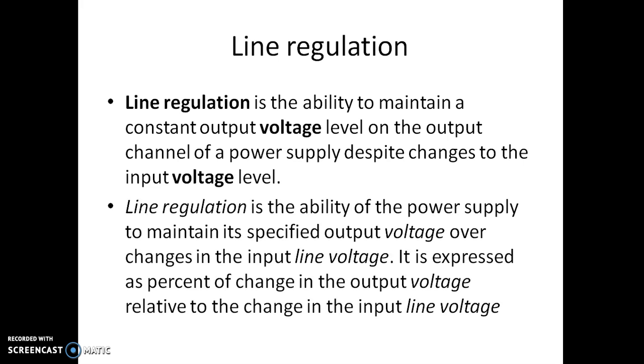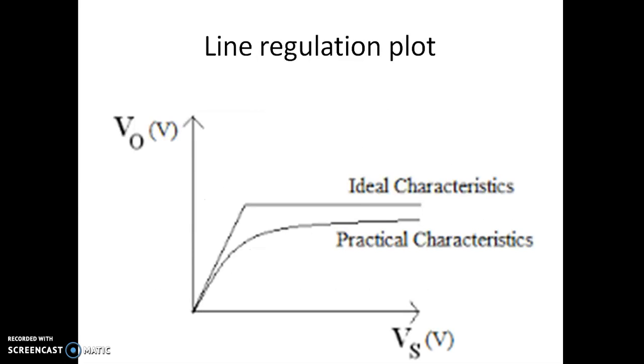Line regulation is the ability of the power supply to maintain a specified output voltage over changes in the input line voltage. It is expressed as percent of change in the output voltage relative to the change in the input line voltage. So here also it is the same thing. Now we are trying to express it in terms of percentage change in the output voltage relative to the change in the input line voltage. This is how it looks.